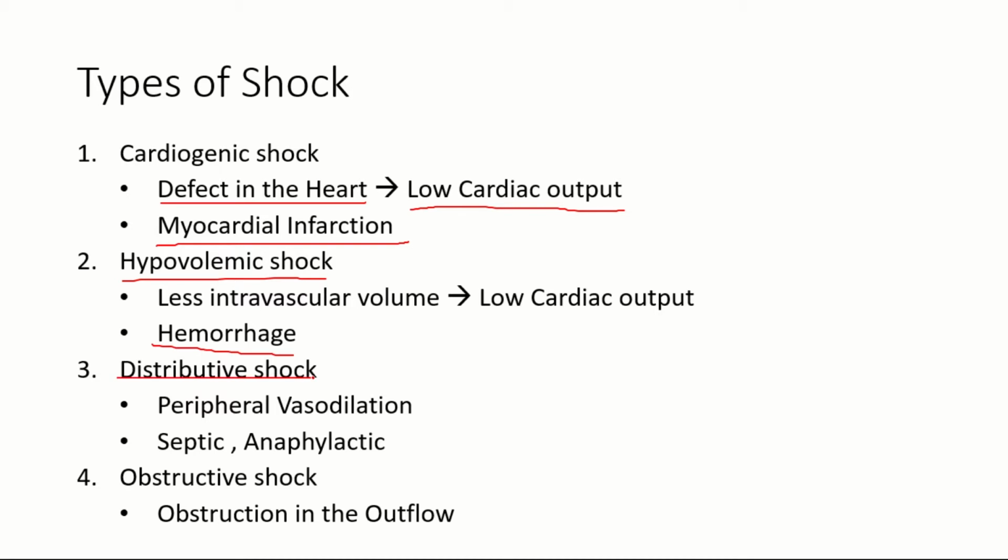In the third one, we have distributive shock. In distributive shock, the cardiac function is normal, the blood volume is normal, but there is a problem in the distribution of the blood to the peripheral tissues. So the major problem here is peripheral vasodilation. With the peripheral vasodilation, the blood vessels become leaky, and there is a problem in perfusing the tissues. And if it is due to infection or sepsis, we call it septic shock. If it is due to any allergic reaction, we call it anaphylactic shock. The last one is obstructive shock, where there is obstruction in the outflow of the blood, and we'll talk in detail about this later in the video.